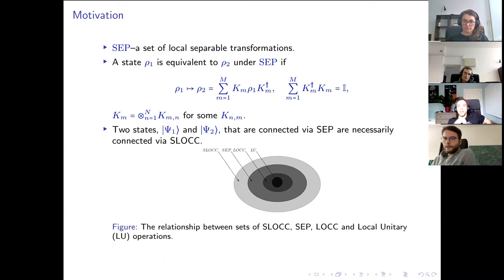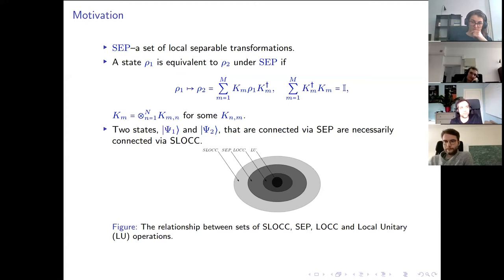Could you repeat? In what sense is SEP less general than SLOCC, the way you defined it? Because you defined it via how this collection of transformations acts on pure states, and they actually preserve pure states, but here you have these separable transformations, and they can leave the set of pure states, so they seem to be bigger than SLOCC, right? Yes, so I guess we should only think of pure states here.